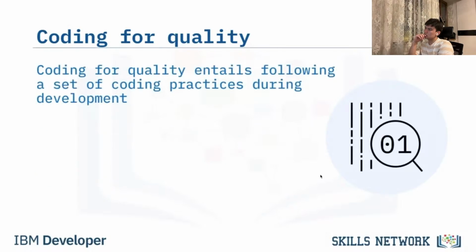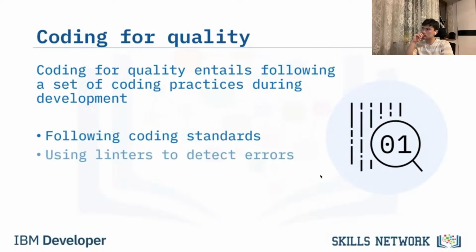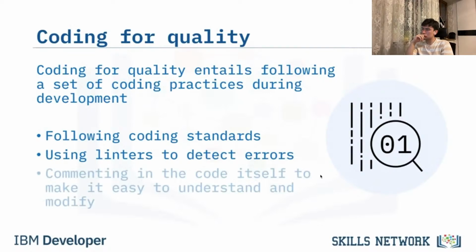Coding for quality entails following a set of coding practices during development. These include following common coding standards, conventions, patterns, and styles, using automated tools known as linters to detect pragmatic and stylistic errors, and commenting in the code itself to make it easy for others to understand and modify.